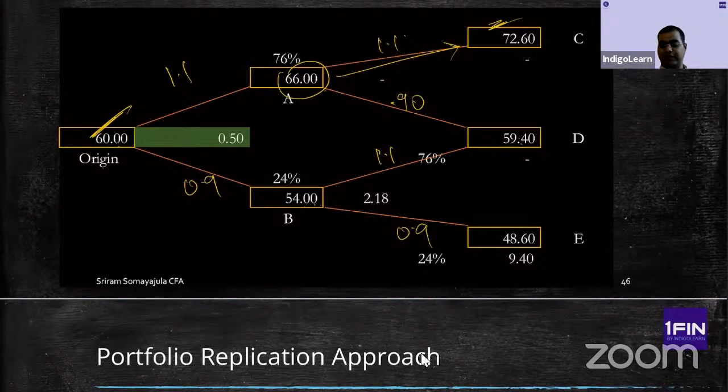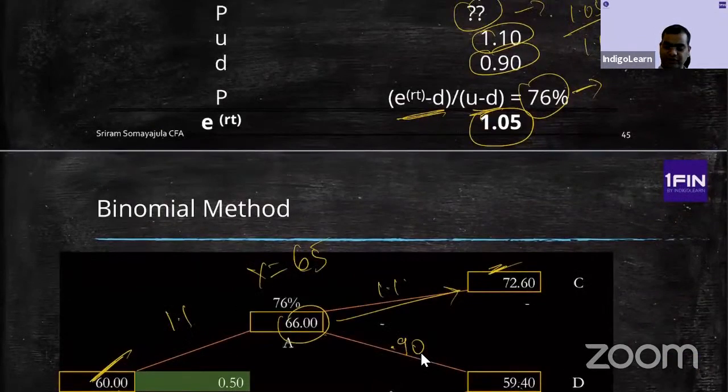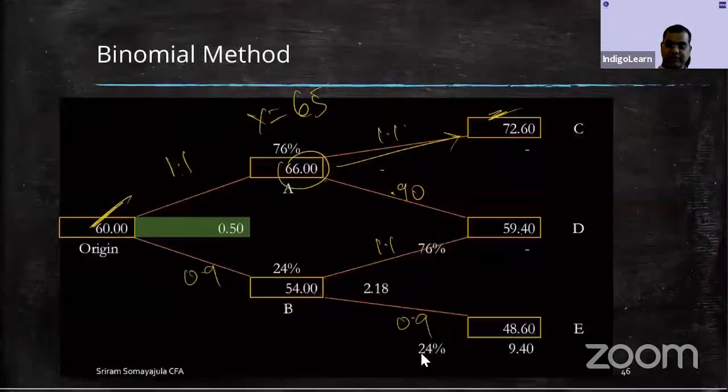Now this is a put option. In a put option, in the binomial method, what do you have? You have a right to sell. You have a right to sell at what? 58.